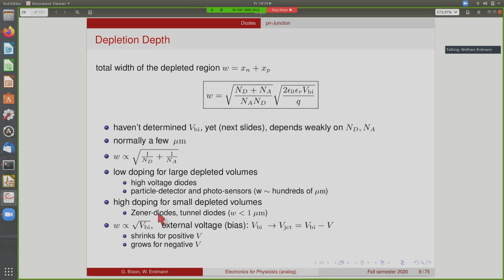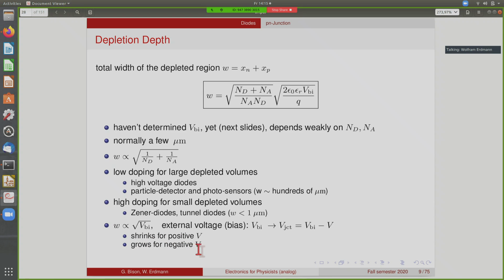The other thing that you can read off here is that the depleted volume is proportional to the square root of the built-in voltage, and we will later use the fact that when you apply an external voltage, a so-called bias voltage, this built-in voltage is replaced by the difference between the built-in voltage and this external voltage. So when you apply a positive voltage with this sign convention, the width of the depleted region will shrink.